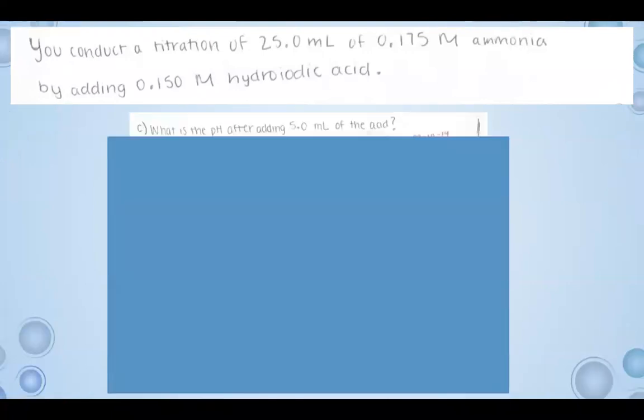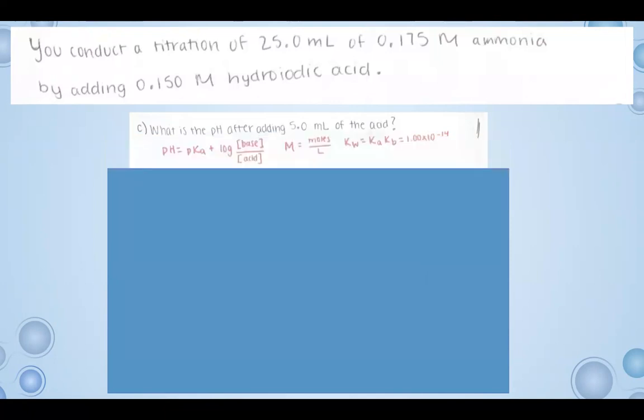So for part C, it's asking us what the pH would be after we add 5 milliliters of hydroiodic acid. As a general concept, we know that the pH we end with here is going to be less basic than our original from part B because we were adding an acid. So the pH of this component should be less than in part B. In this problem, our approach is going to be to find the number of moles left of the substance so we can calculate new concentrations of the base and acid, and then use the Henderson-Hasselbalch equation to find the new pH.